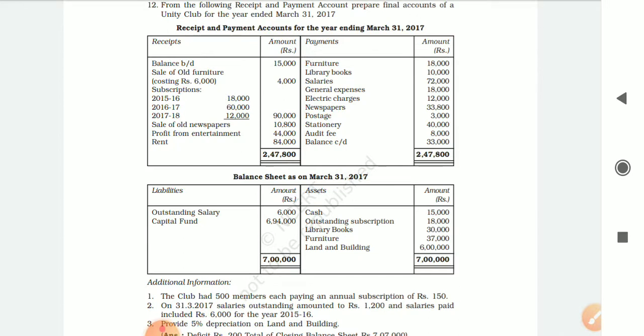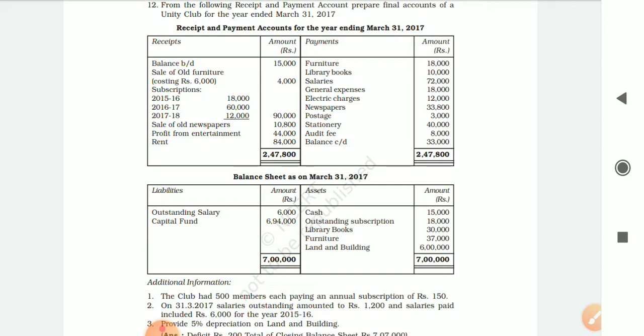Now this 12,000 is current year's subscription received in advance, which is a liability. It will become an income only in the next year. So this subscription received in advance will appear in the liability side of current year's balance sheet. That is the closing balance sheet. Now, where will the 15,000 appear? That 15,000 is current year's subscription outstanding. It will appear in the current year's balance sheet, that is the closing balance sheet, on the asset side.